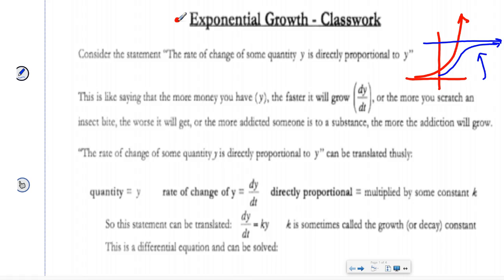And those are really interesting with real world examples. We're not going to do those this year, though. We're going to focus on exponential. So things are going to start off growing, and they're just going to grow faster and faster.